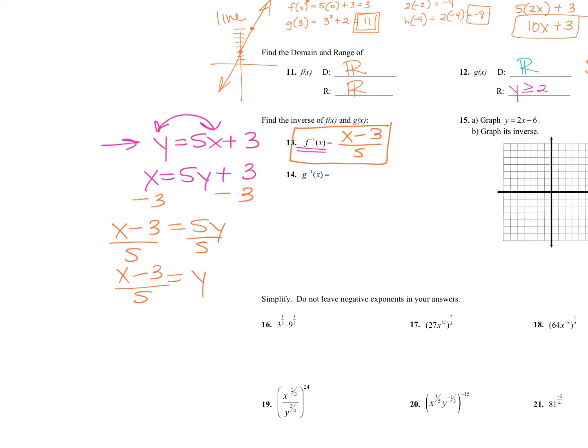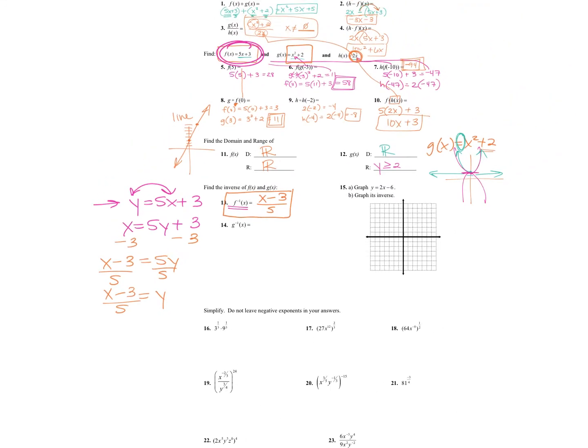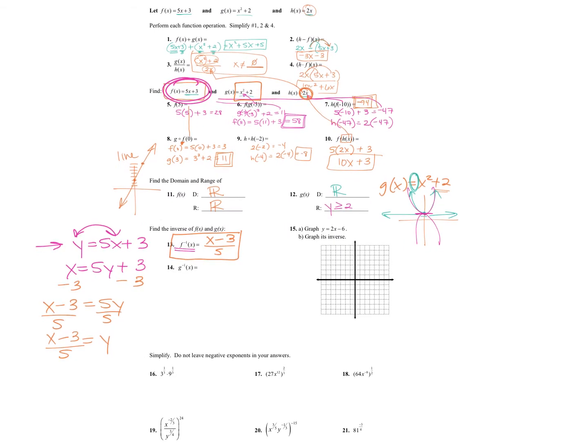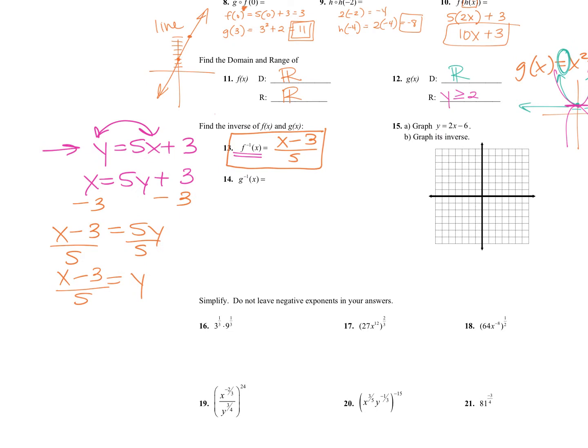Questions on that? Okay, then look at g of x. Our g of x function was what? X squared plus 2. So we're going to start with that as y equals x squared plus 2, right? That's the g of x function. What are you going to do first to find the inverse? Swap them. Yeah, swap your x and your y.